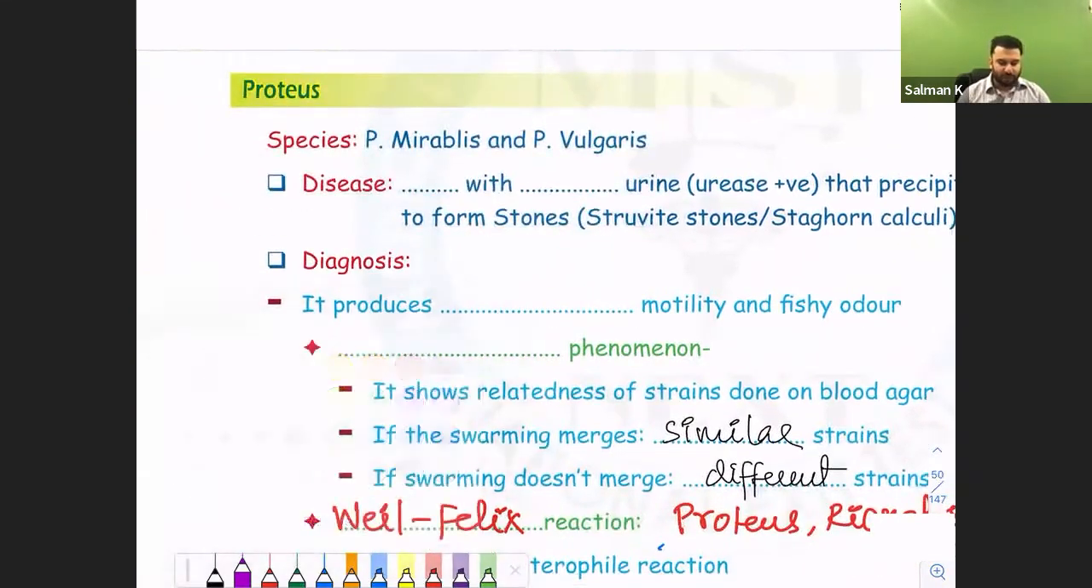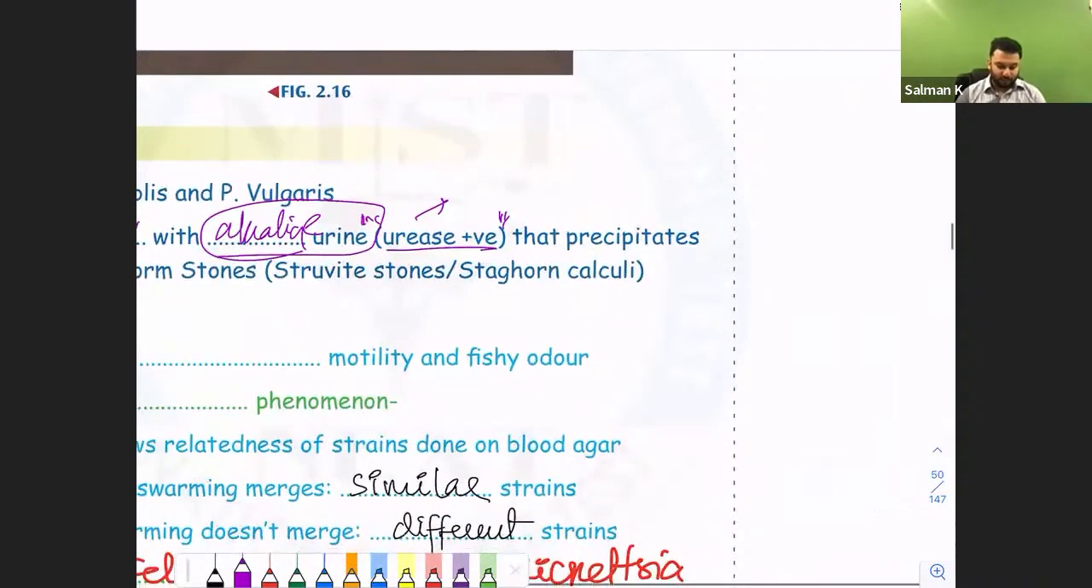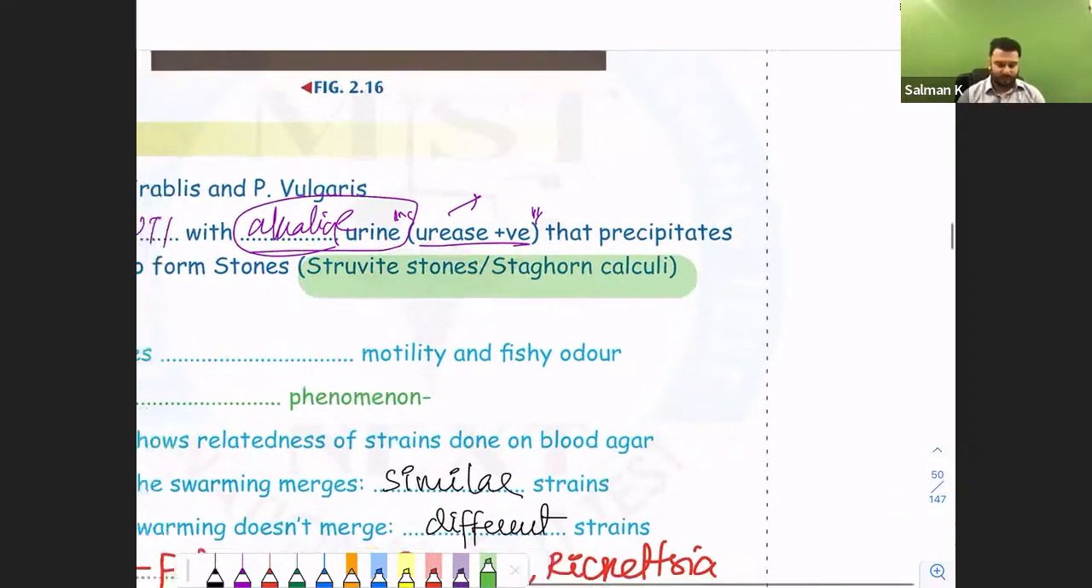Proteus, two things I will tell you here. Proteus you should know for UTI with alkaline urine. Alkaline urine is not seen with all UTIs. It's with this organism because of urease positivity. Whenever you hear the word urease positive, you should know they are mentioning alkalinity. Urease enzyme converts urea to ammonia, and ammonia is alkaline in nature. That's why the urine has become alkaline. And because of the alkaline urine, this person will start to form stones. Alkaline urine precipitates to form stones. So that's the key word right here.